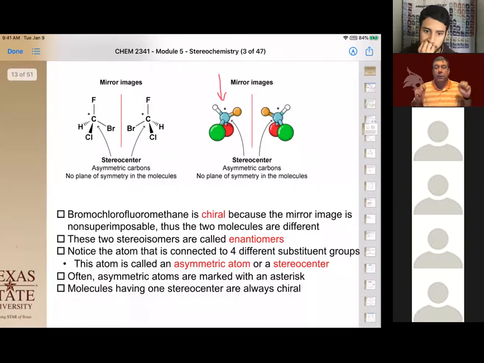Questions on that? So chirality is the definition of having something with non-superimposable mirror images. Our chiral centers are the carbon with those four different things attached. And that pair of mirror images that are non-superimposable are enantiomers.